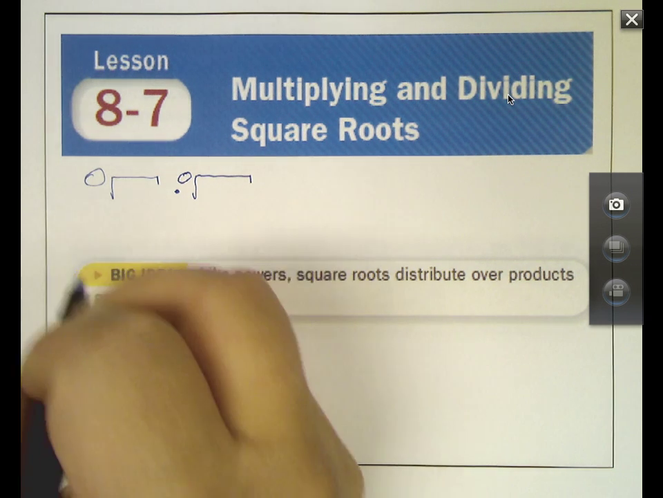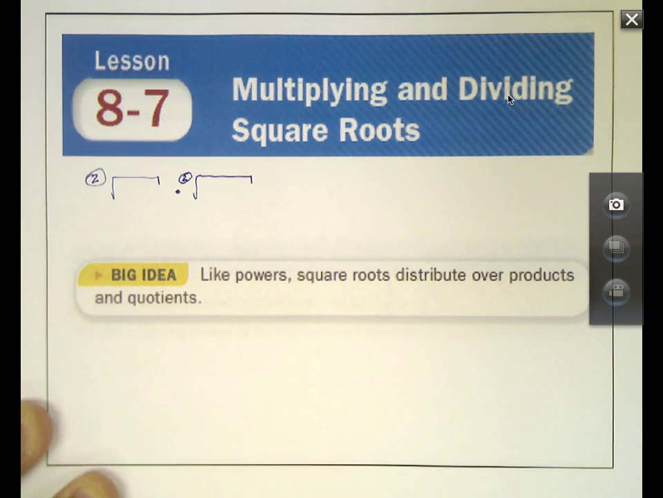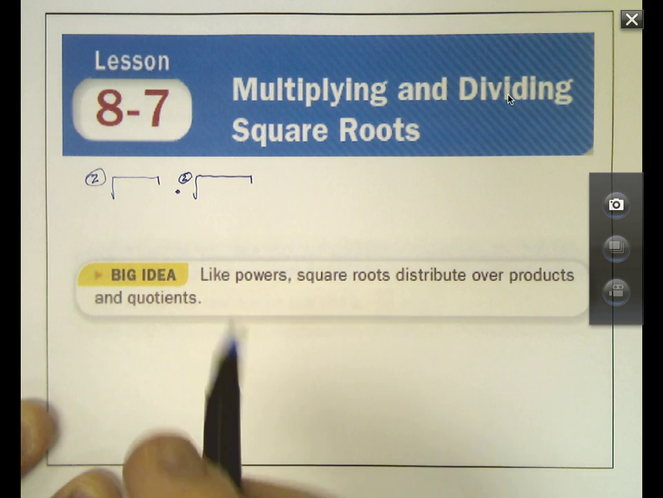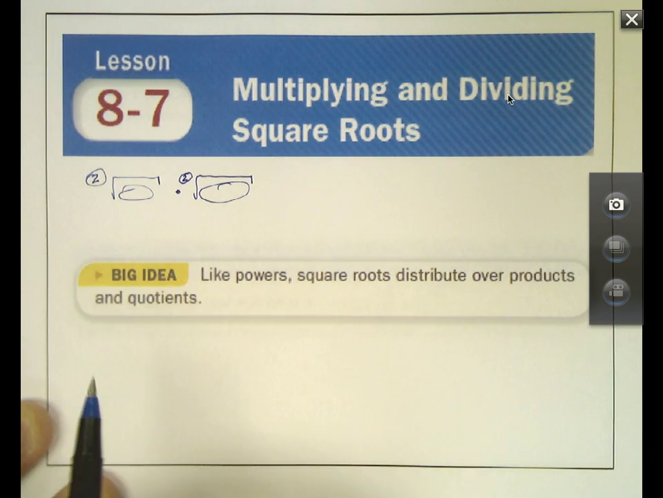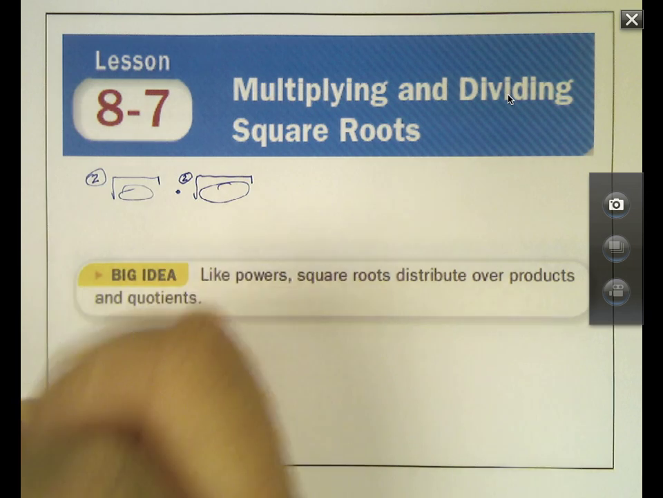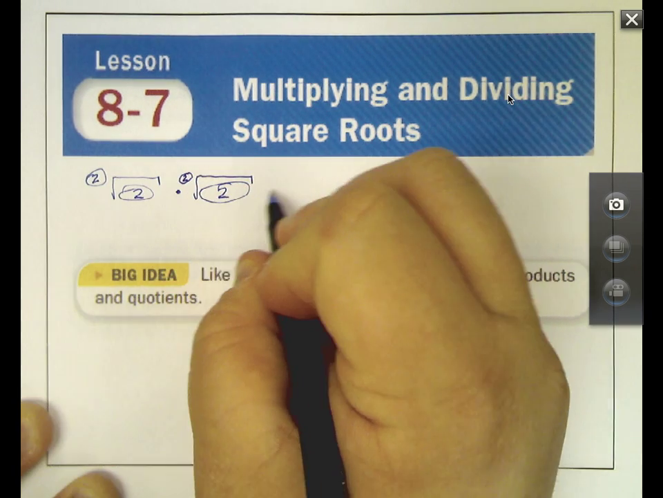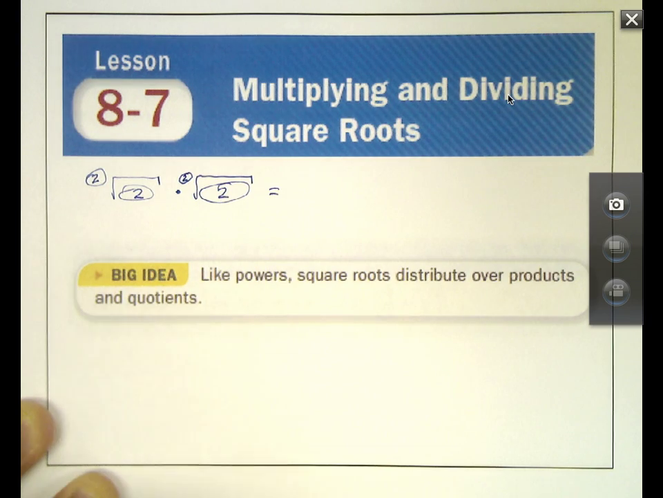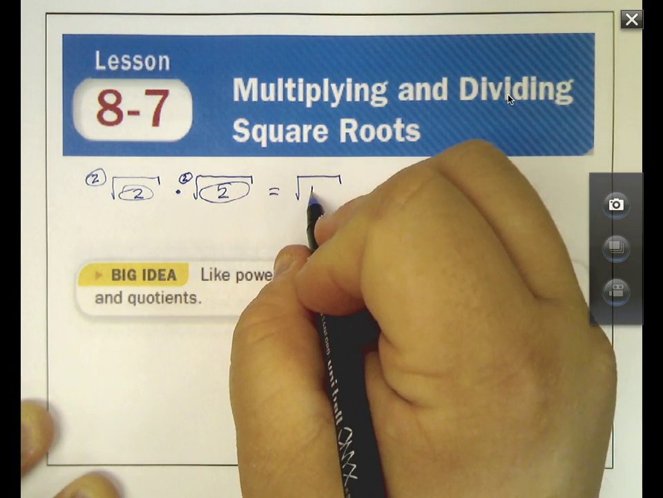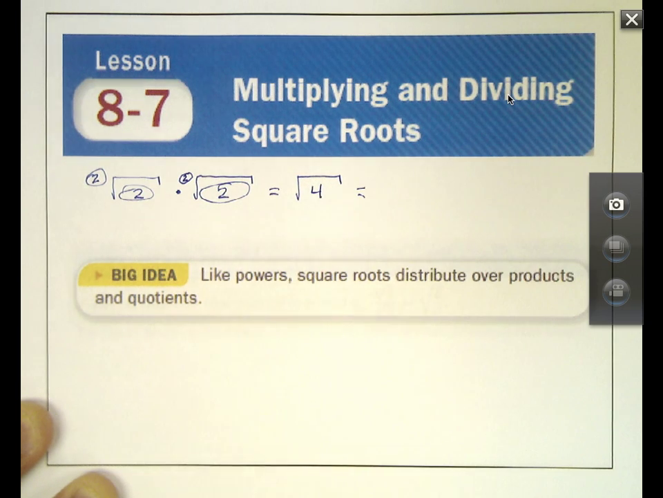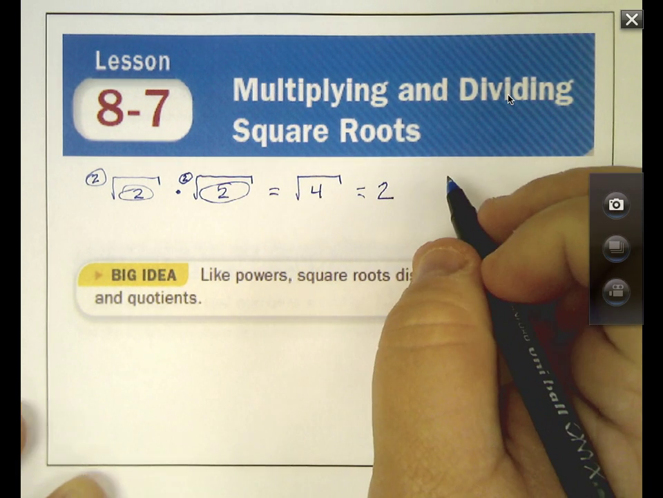Okay? On a square root, the index is actually a 2. They just don't ever write it because something times something equals the number that is right inside here. Okay? So if this was the square root of 2 times the square root of 2, that's going to give me the square root of 2 times 2, which is 4, which we obviously know the square root of 4 is 2.